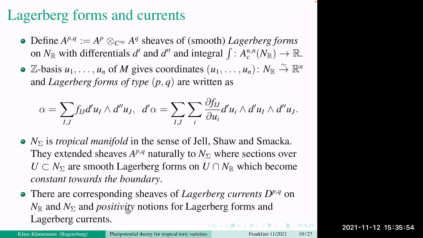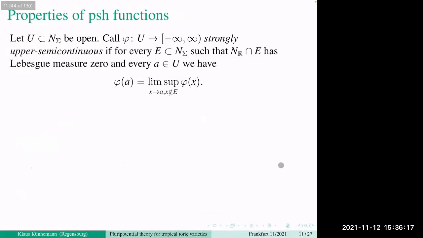Positivity is something that, because it extends from NR, you can always check in NR. There, these are forms, and you can introduce positivity along the same lines as you do for complex manifolds. I won't give details of this here, but instead tell you how we can use this now.